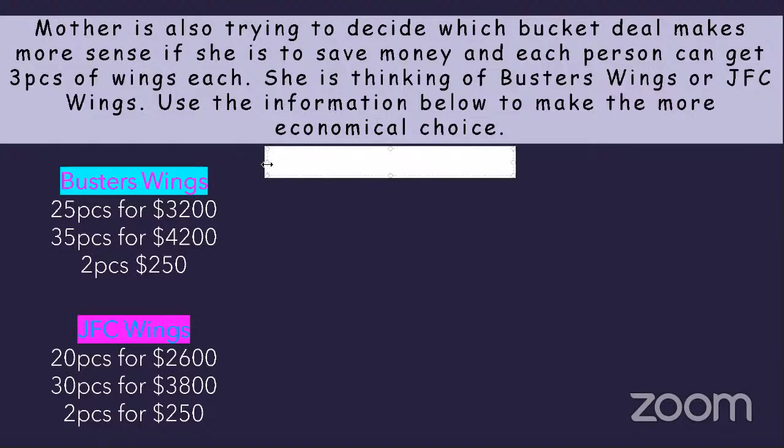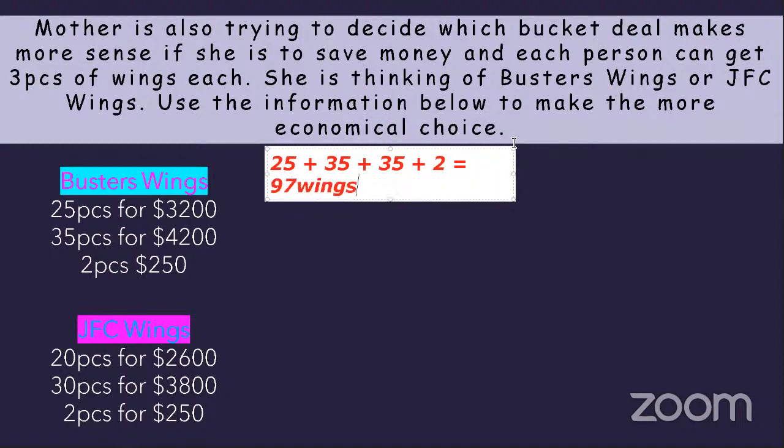So we could have 25 pieces plus 35 plus another 35. So 35, and we're gonna add plus 2. That will give us 97 wings. Remember, we just calculated that a while ago. So that will give us 97 pieces of wings. So that is one combination that we can have up here.